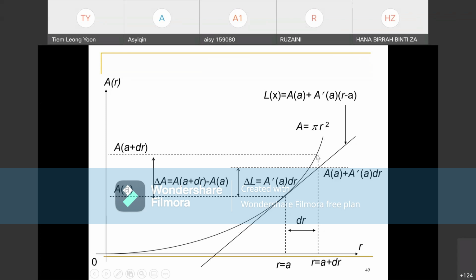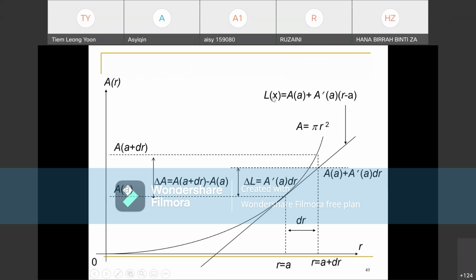So at this point, the area is A at a plus dr, and you know what the function A is. So the exact change is delta A, right? It's just the value of A at a plus dr minus the value of A at a, okay? But then you look at this line. This is actually an approximation, a linear approximation to the function at the point R equals a.